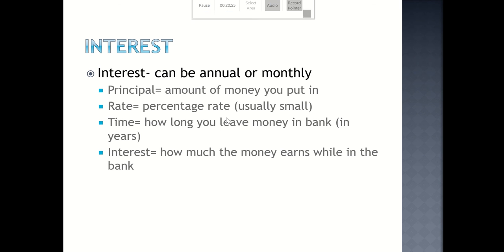So for example, if you have $100 and you earn 1% interest per year, after 1 year, you'll have your $100 still plus 1%, which is $1. You'll have $101. So the interest is $1 in that situation. The time would have been 1 year in that situation. The rate would have been 1%, and the principal is the amount that you put in, or $100.